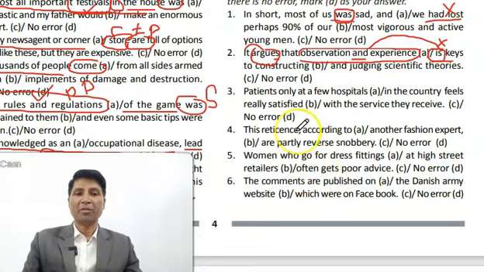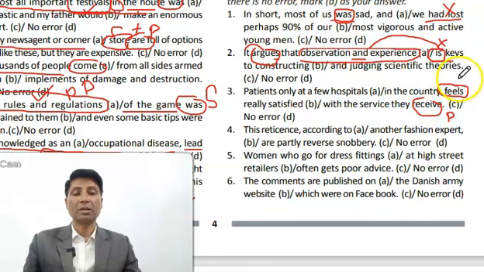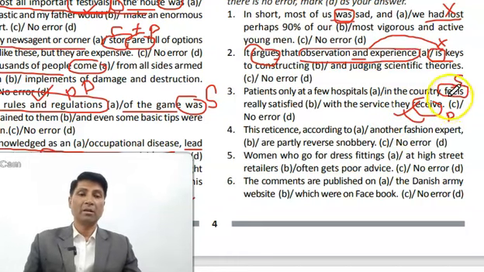Question number 3. Patients only at few hospitals in the country feels really satisfied with the service they receive. What is the finite verb? The finite verb of the sentence is feels. Here there is another finite verb, receive. This is plural, this is singular. Now the subject of this verb is this, they. No problem, this part is clear. Now check it.